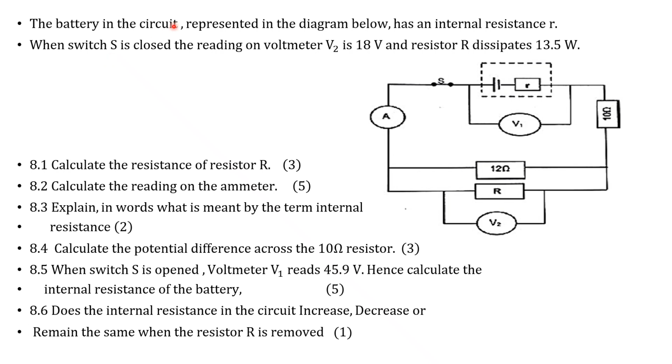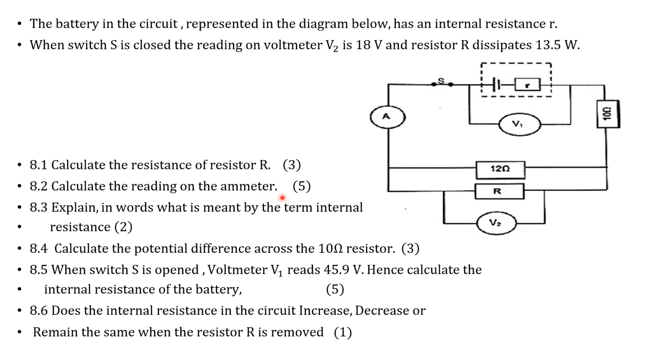They say the battery in the circuit represented in the diagram below has internal resistance r, so they haven't given us internal resistance. When switch S is closed, the reading on voltmeter V2 is 18 volts, and the resistor R dissipates 13,5 watt of power, right? 8.1, calculate the resistance of resistor R. So they gave me power and voltage. I'm going to use that to get R.